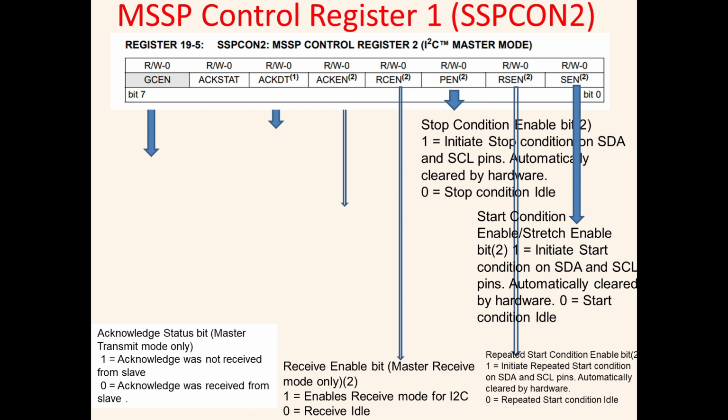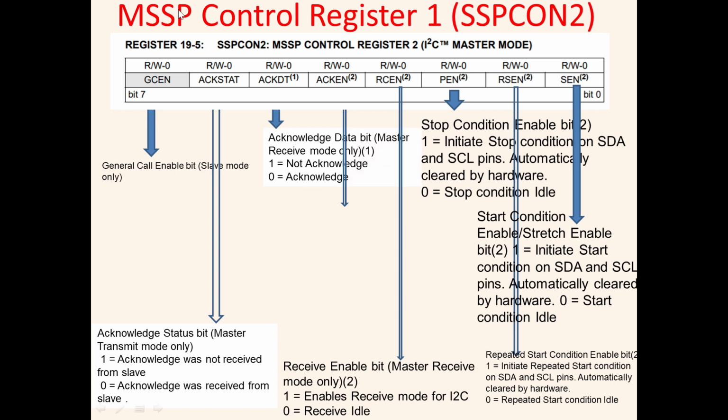So the MSSP control 2 register, which is also known as the SSPCON2 register. Now this SSPCON2 register can be utilized under the master mode and slave mode. In that manner, the very first bit under this is the general call enable bit. Now this general call enable bit will help you utilize this in slave mode only. So this bit will be disabled under the master mode.